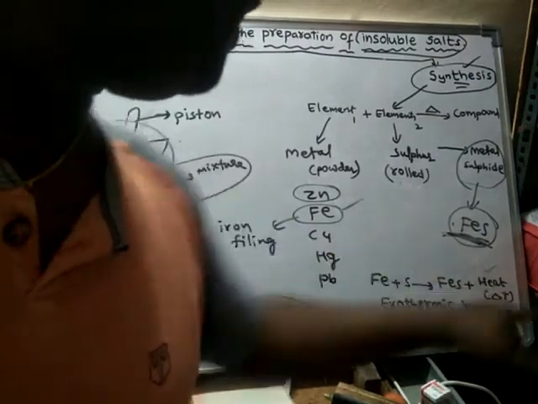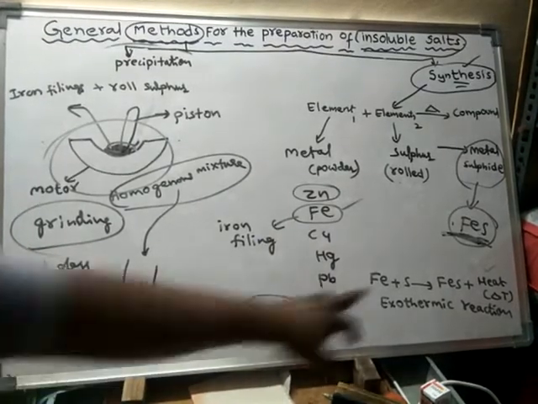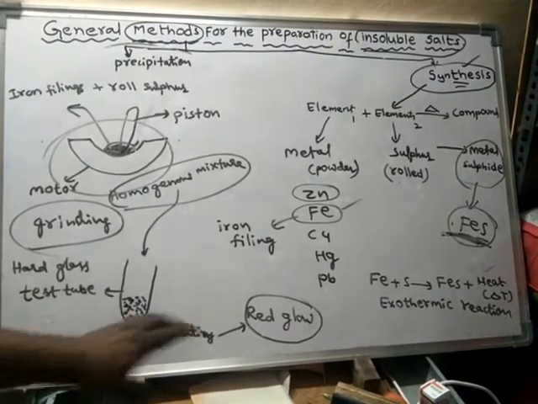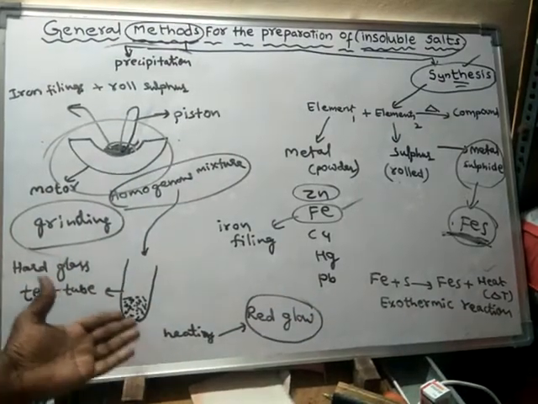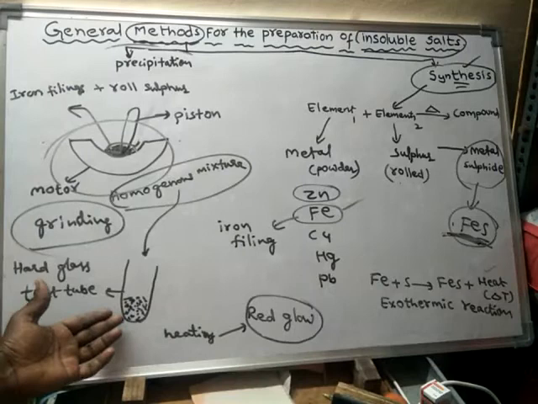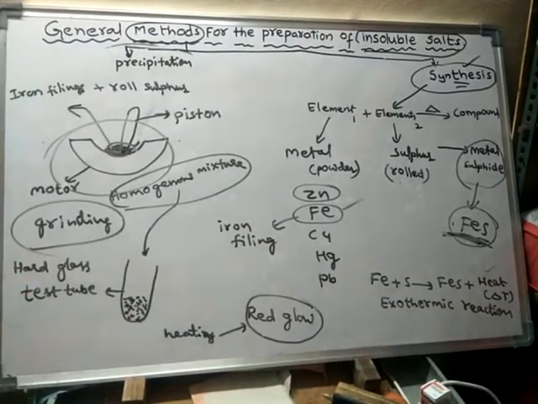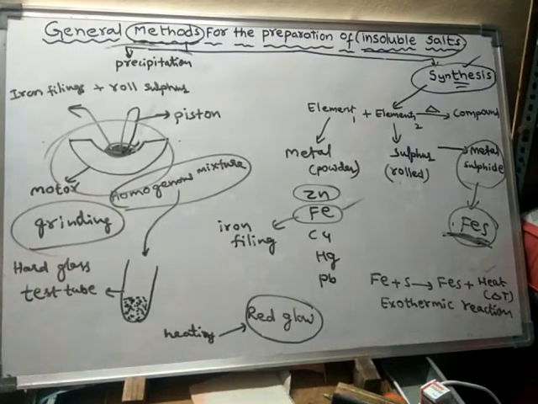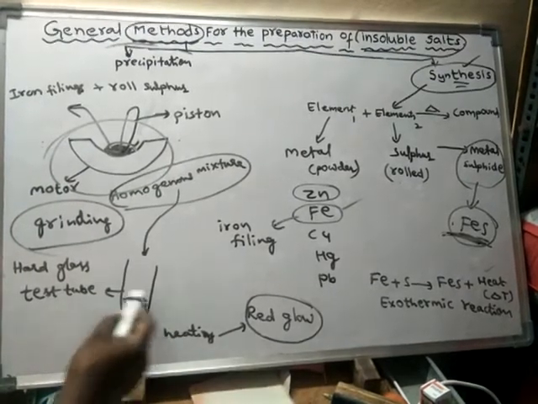With this liberated heat, some more leftover iron and leftover sulfur will react with each other. That means the liberated heat is enough for the further reaction to take place. So the reaction will continue, and this reddish glow will continue for some time.